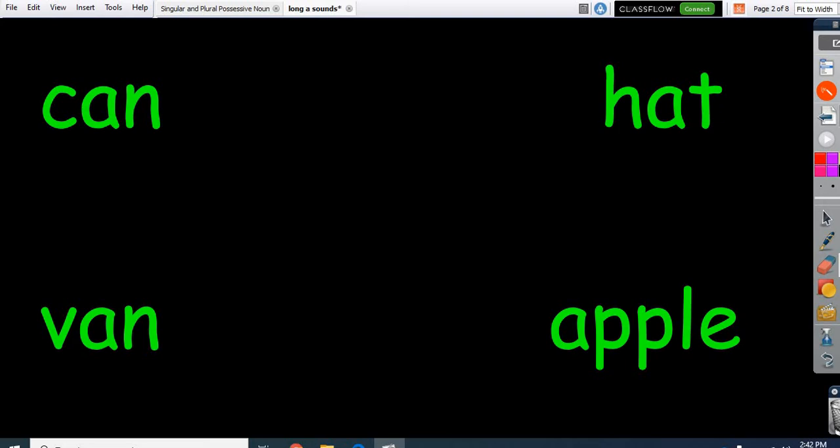So as you can see, each of these words on your screen have an A in them. All of these are short, which means they do not say their name. They say a: cat, an, hat, at, the, an, and apple. They all say a. They do not say A. A is when you have a long vowel.